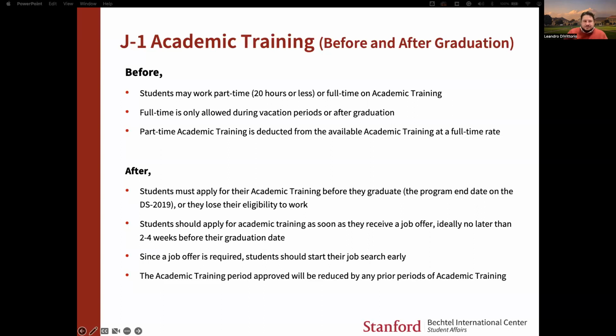this quarter or next. The academic training period will be reduced by any period of academic training that you used before. As I mentioned, if you have used 2 months of academic training before, you will have only 16 in case your maximum is 18.